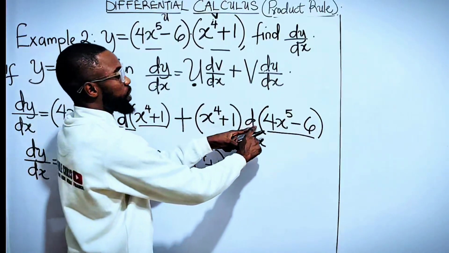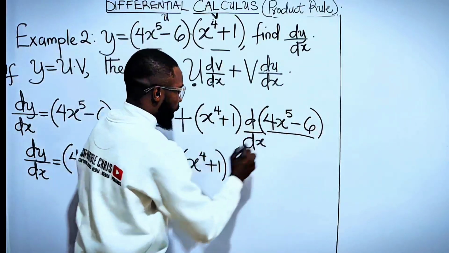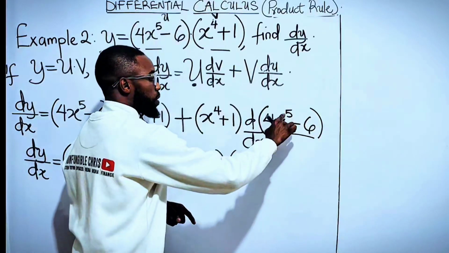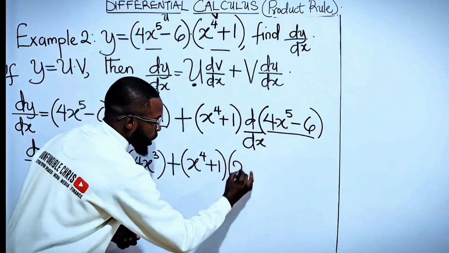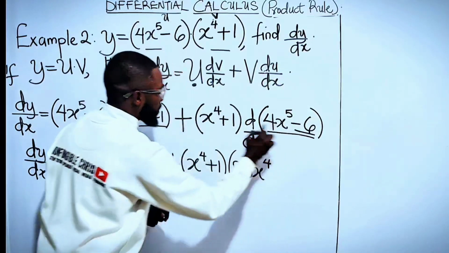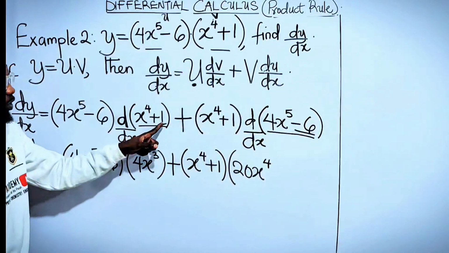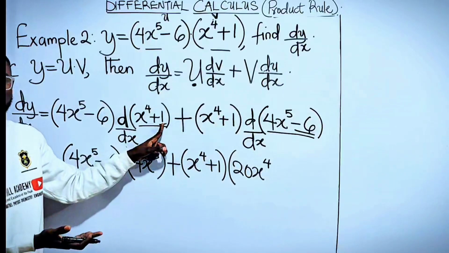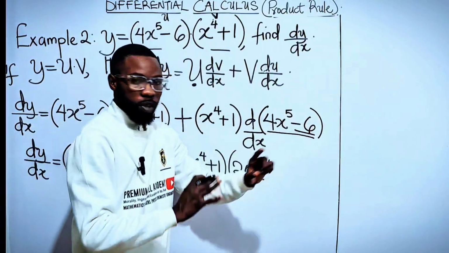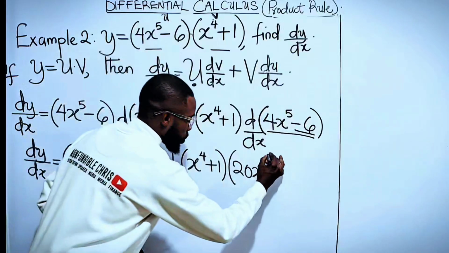Now, if we differentiate this guy, 4x raised to power 5, what are we going to have? We're going to have 20x raised to power 4. All of these are constant values, we don't differentiate them. That's why I don't differentiate the 1. It's going to arrive at 0. Constant values, we don't differentiate them. A constant value will give us 0, so we don't touch it. So it's just like this.